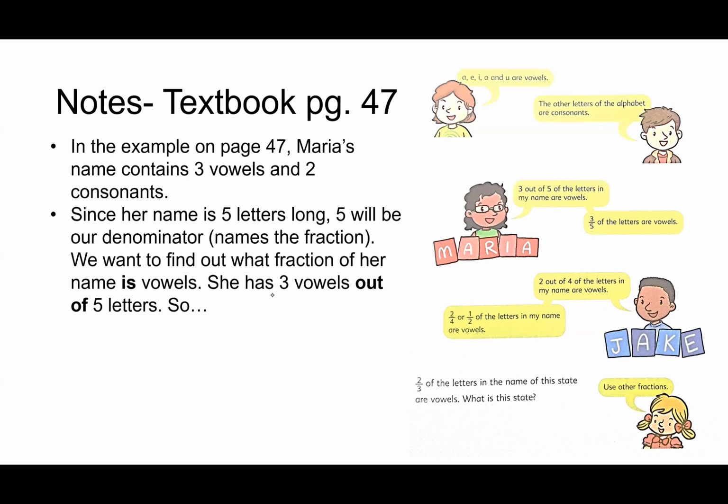Because what I'm going to ask you is what fraction of her name is vowels? Do you guys see this of and is right here? You guys see that? And on that slide just above, I said is, as, are over of. Okay. So she has 3 vowels out of 5 letters. So 3/5 of the letters in her name are vowels.